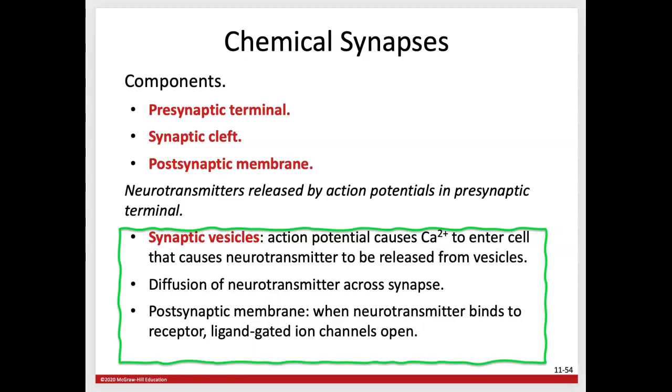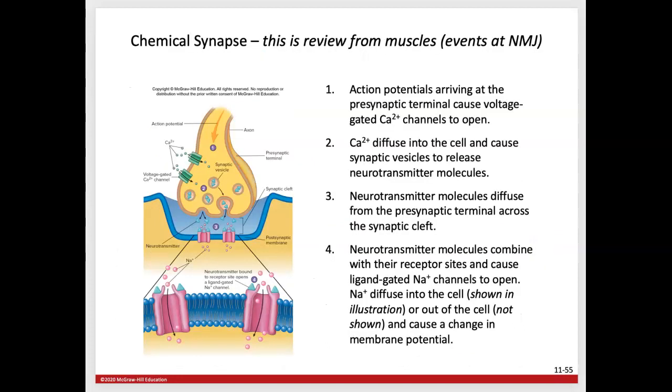The neurotransmitter will then diffuse across that synapse, and the postsynaptic membrane will have receptors waiting for that particular neurotransmitter. When the neurotransmitter binds to those receptors, ligand or chemical gated ion channels will open, and sometimes it's going to cause sodium to leave or enter, depending on where we're at. We're going to talk about that a little bit more coming up. So this is a chemical synapse.